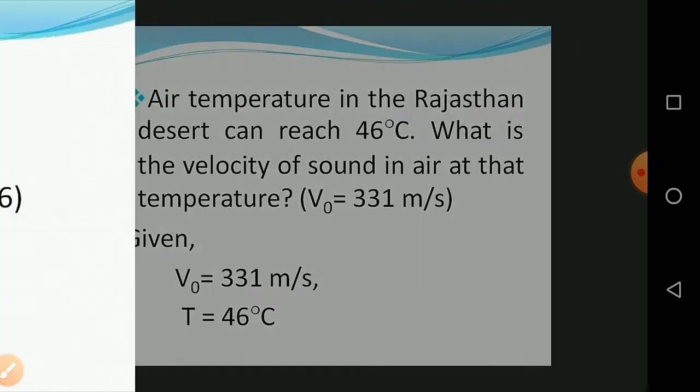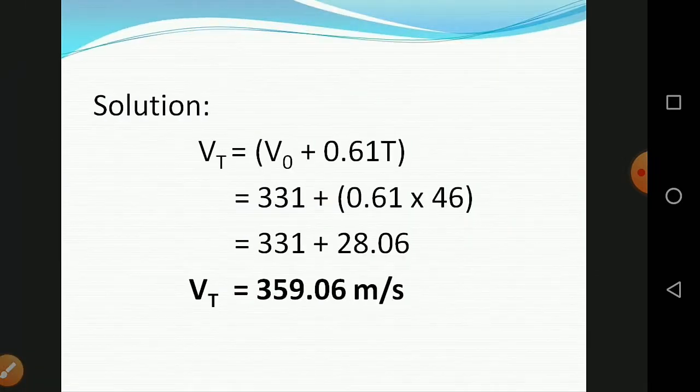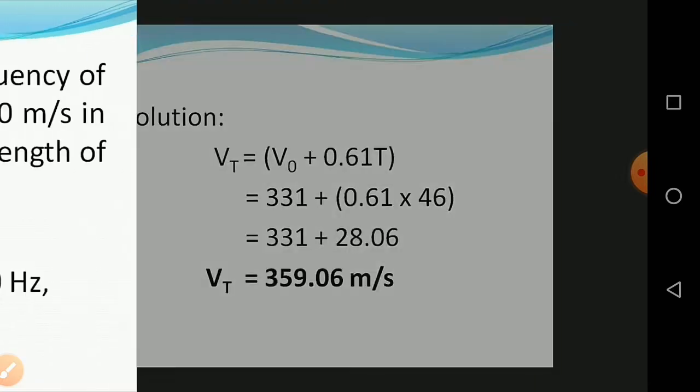So we know the effect of temperature: Vt is equal to V0 plus 0.61 T. V0 is equal to 331, and 0.61 into temperature, that means 46 degrees Celsius. We multiply 0.61 into 46, the value is 28.06. So we add the two values, 331 plus 28.06, it gives Vt is equal to 359.06 meter per second.